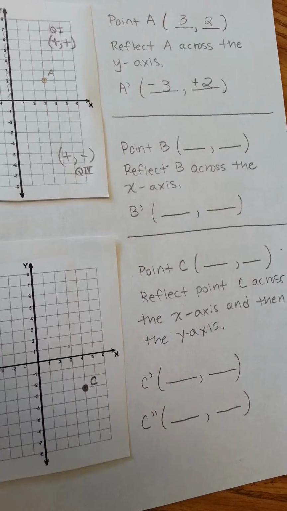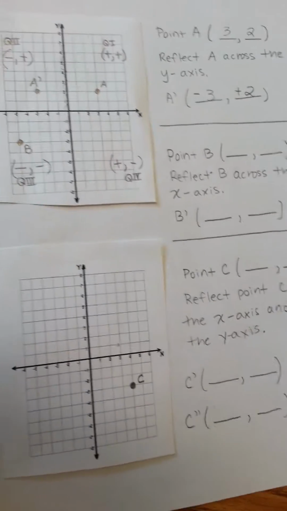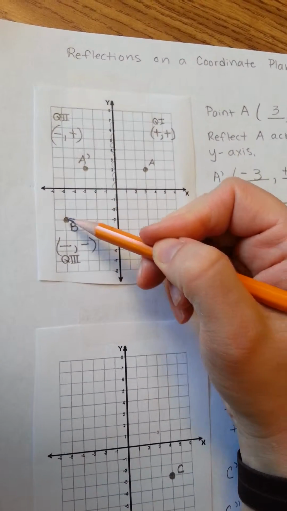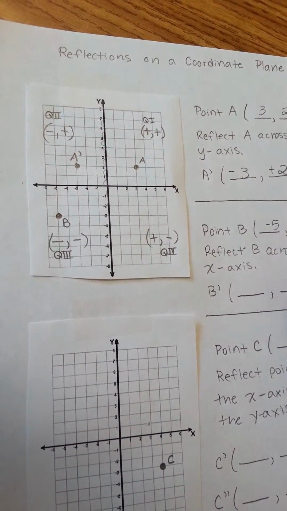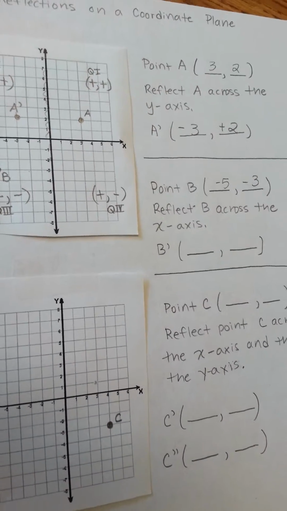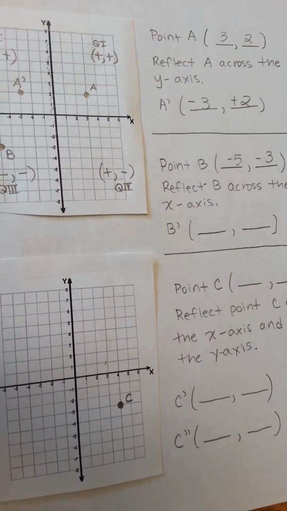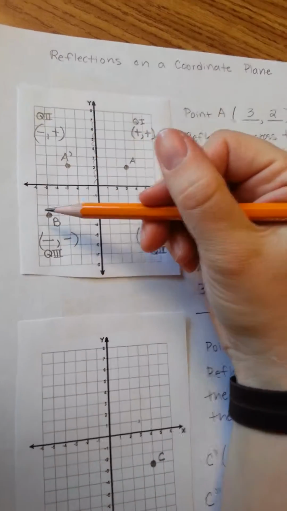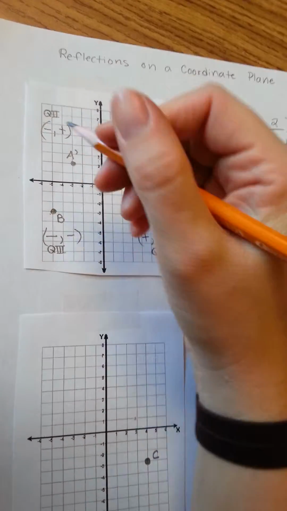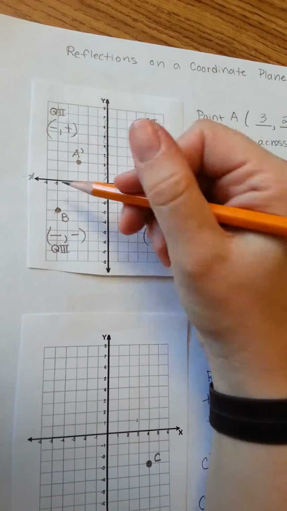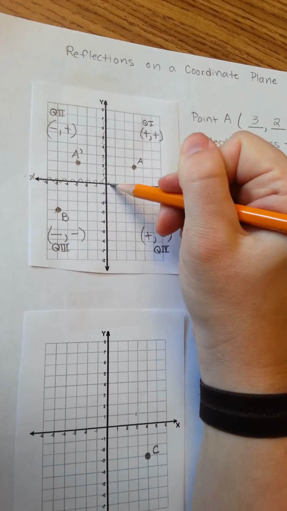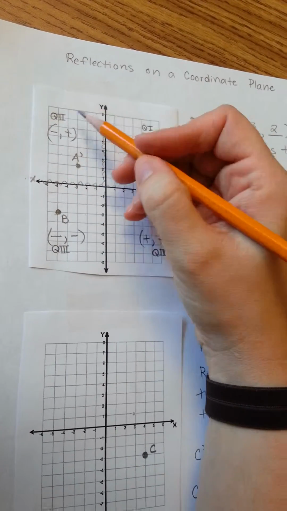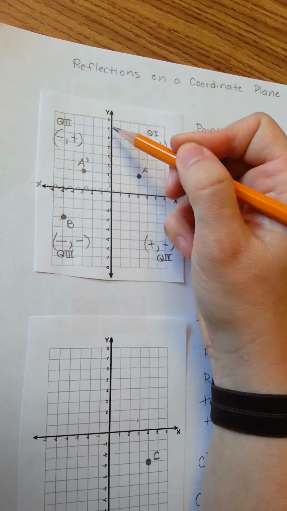Point B is going to be reflected across the x-axis. Point B is located at negative 5, negative 3. So I'm going to write down the original points. Reflect B across the x-axis. Okay, so B is going to be reflected across my x-axis. So it's going to jump over this axis. So when B jumps over, it ends up in quadrant 2.